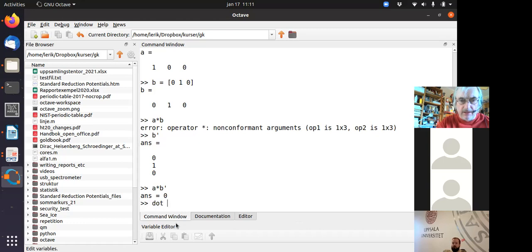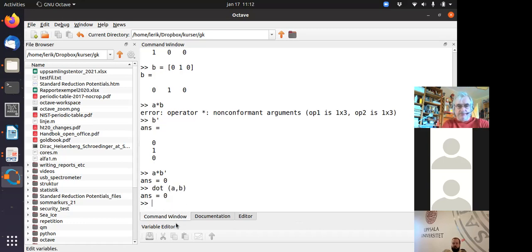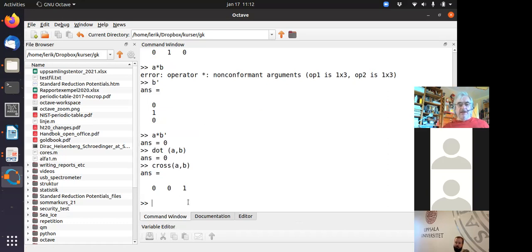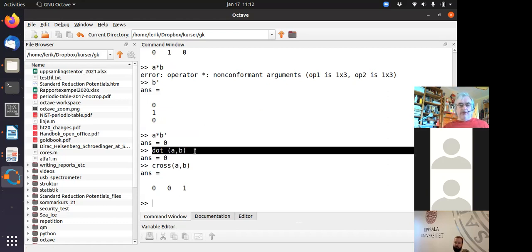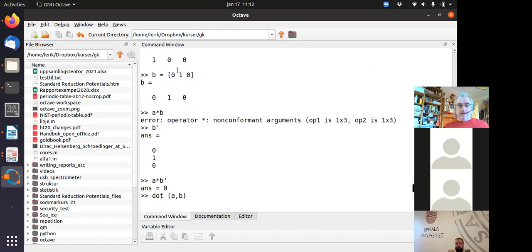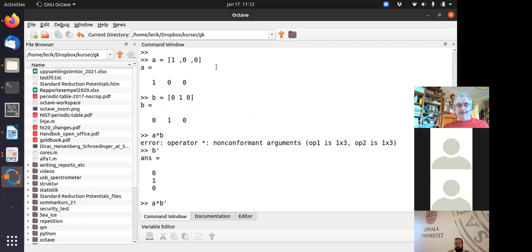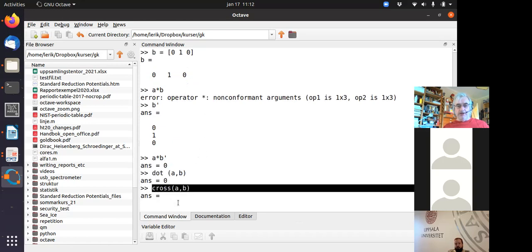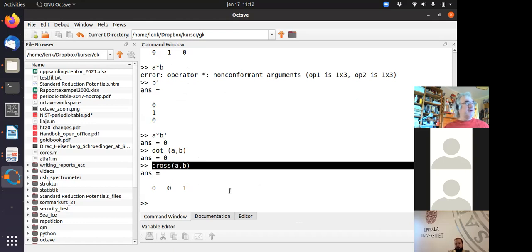One can also make dot(A, B), that is the same? Is there a cross also? Yeah, that is the dot product of A and B and the cross product of A and B. A was the X direction vector, B was the Y direction vector, and the cross product is the Z direction vector. All three of them are perpendicular to each other.